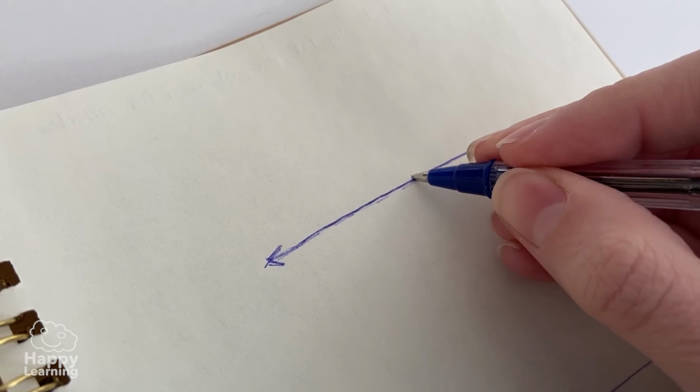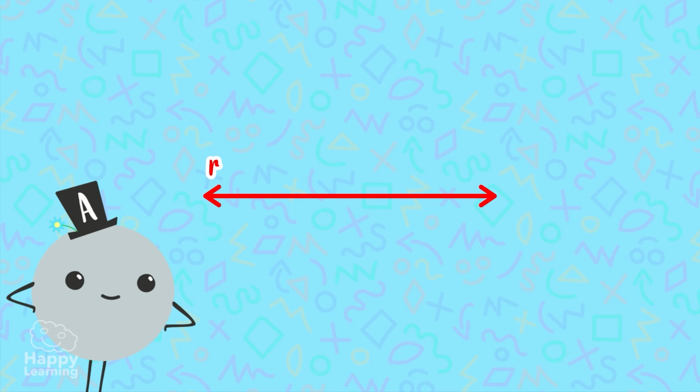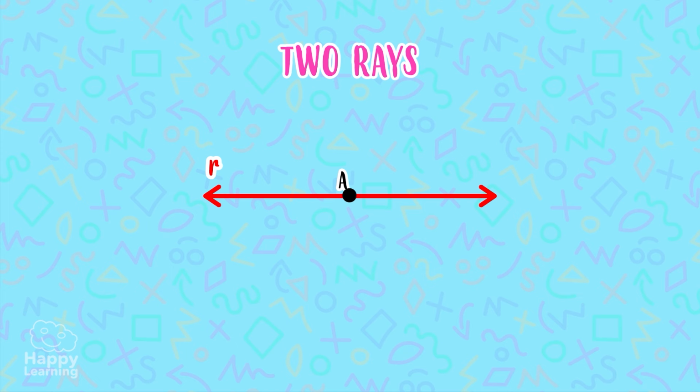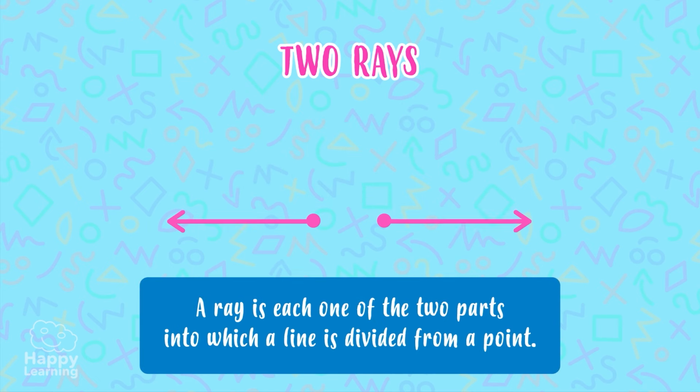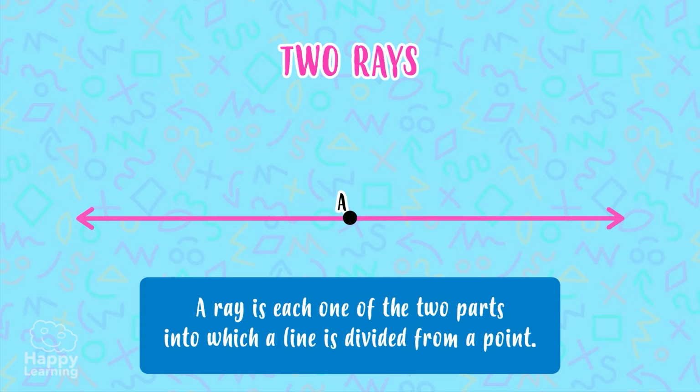Now, if we cut this line with a point, what happens? Mr. Point A, can you cut this line, please? What happens is that we now have two rays. Why? Because a ray is each one of the two parts into which a line is divided from a point. Yes, the ray has a definite point of origin, which in this case is point A, but it can stretch to infinity and beyond.